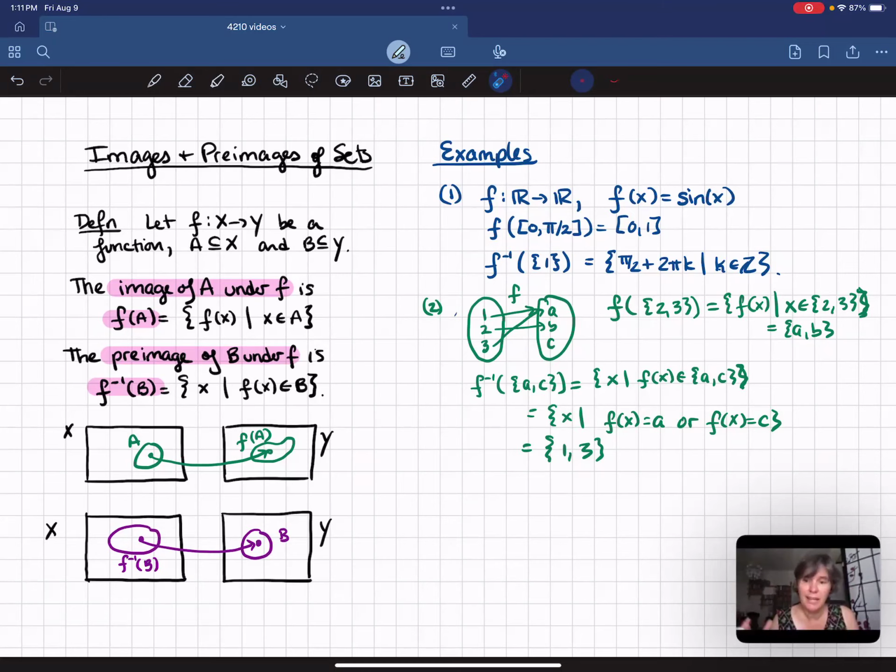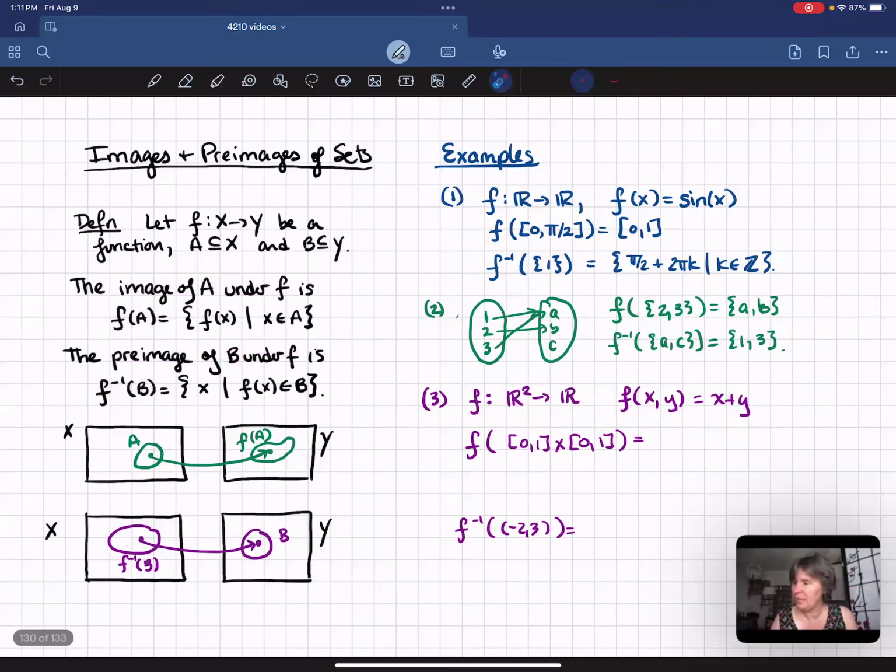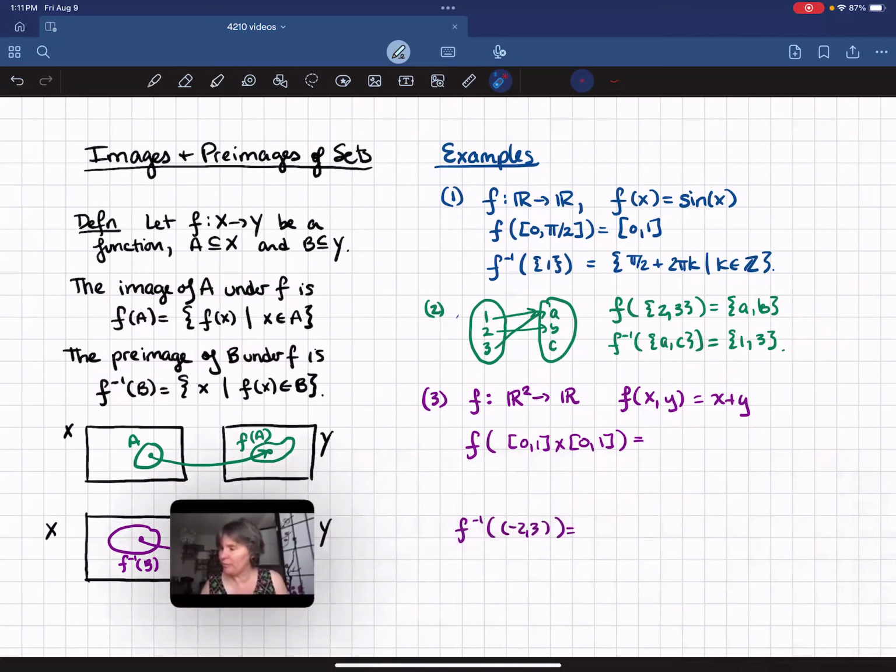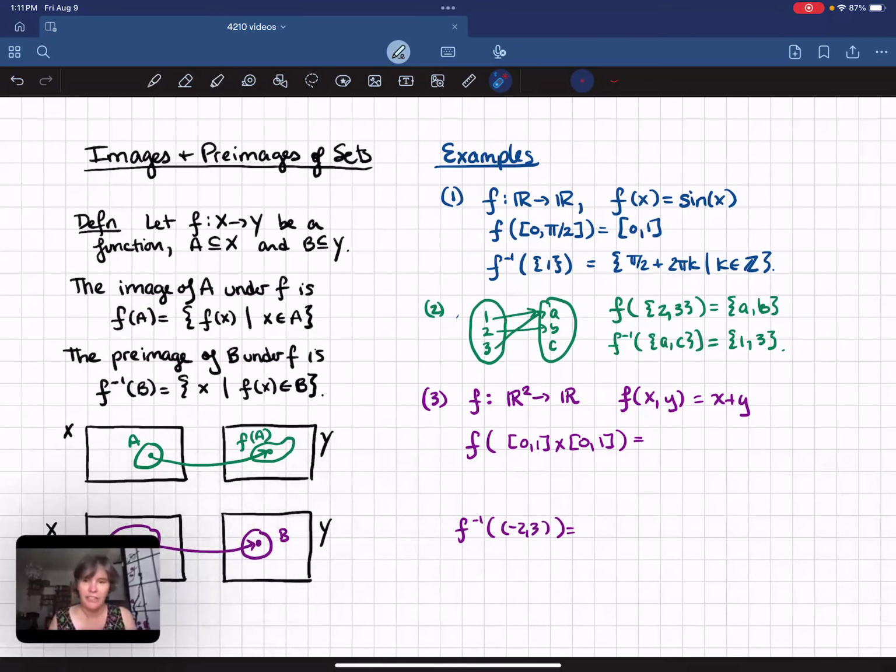All right, last example. Let's say we have a function f that goes from R2 to R. And the function that we're going to look at is going to be the function f of x y equals x plus y. So let's write down what each of these things are using the definition of image and pre-image.